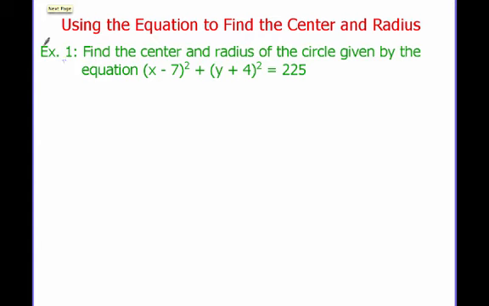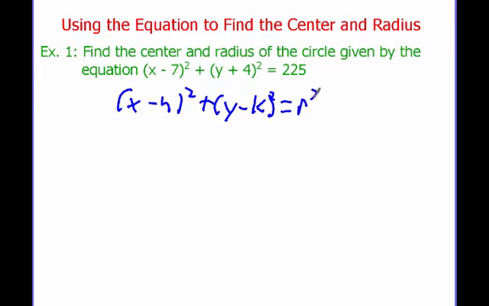So we're going to use our equation here to find the center and the radius. We're given this equation: (x - 7)^2 + (y + 4)^2 = 225. And we know that our general equation is given by (x - h)^2 + (y - k)^2 = r^2. So to find our center, we just need to figure out what h and k are.